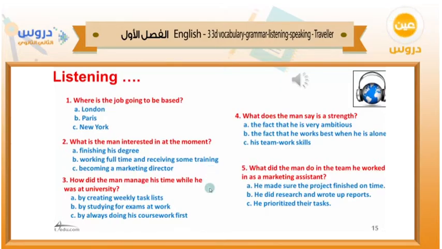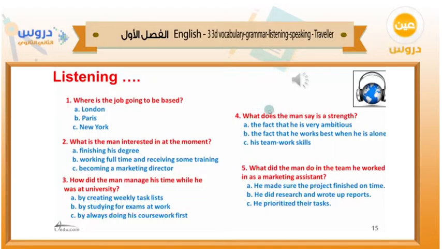And for number 3, how did the man manage his time while he was at university? How did he manage his time when he was at university? A, creating weekly task lists, studying for exams at work, or by always doing his coursework first. You remember which one is more correct? How did the man manage his time while he was at the university? By, maybe I think it's C, I'm not sure.